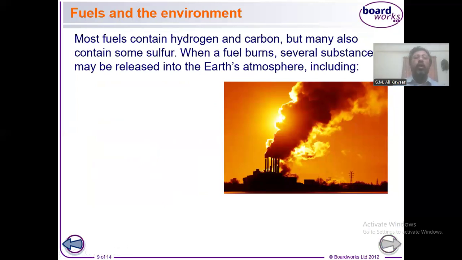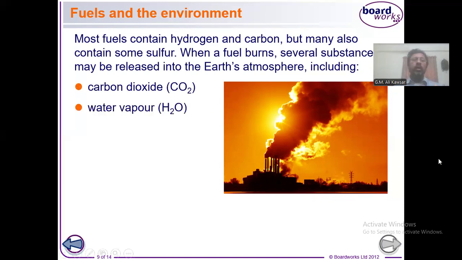Well, fuel and environment, this is the topic here. Most fuels contain hydrogen and carbon, but many also contain some sulfur, right? Sulfur is also sometimes mixed with the fuel. As a result, we will get a few products here. We will get carbon dioxide, water, and also we may get carbon monoxide if it is incomplete combustion. Then due to the presence of sulfur, you will also get sulfur dioxide. So these are the products we will get whenever the fuel containing sulfur is burnt.